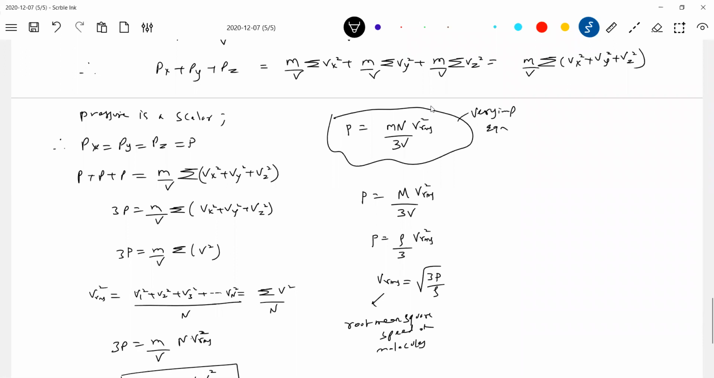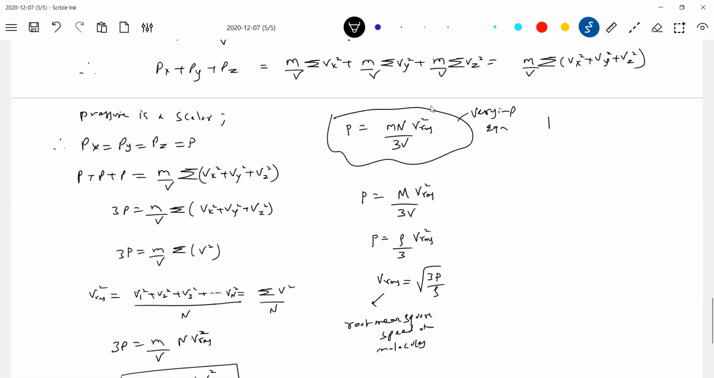Okay, further, can I rewrite this root mean square in any other form? I want it in terms of molecular mass and temperature. So we know the ideal gas equation. I think all of you know the ideal gas equation, PV equal to nRT.